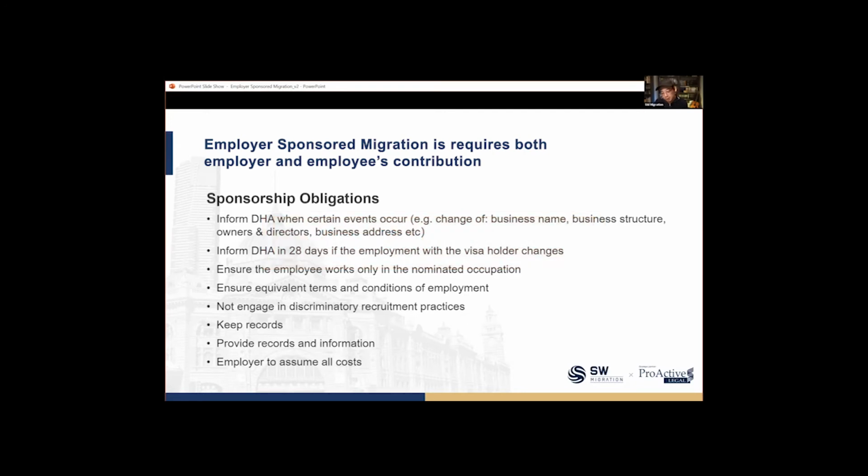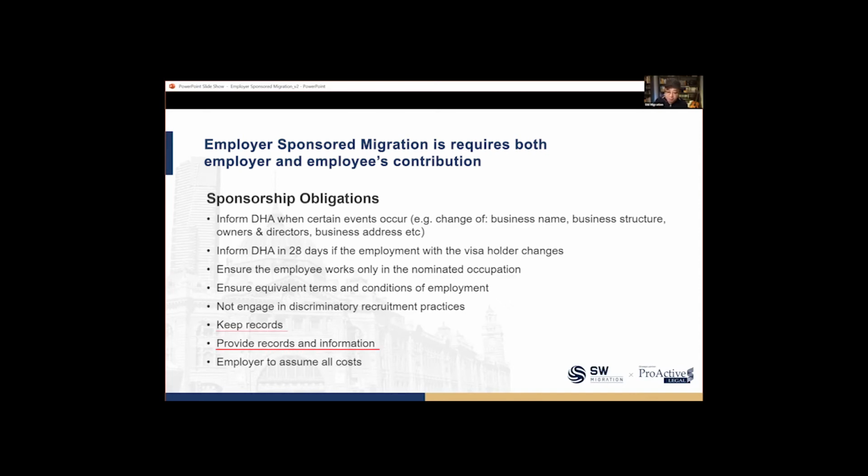And there are other requirements. I won't go into details, like the employee must work only in the nominated occupation, e.g. you sponsored a cook, but when they visited the restaurant, they discovered that this person is working as a server. If it's just maybe for 1 hour or 1 day on a temporary basis, you may be able to argue. But if that's what you do, that's obviously a violation of sponsorship obligation. You have to do whatever you're nominated for.